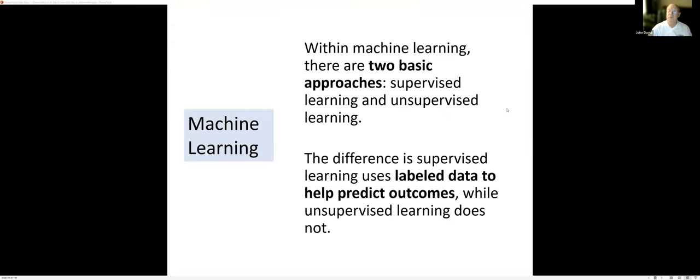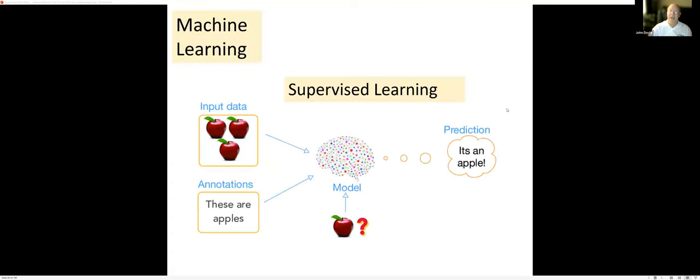The difference is that supervised learning uses labeled data to predict outcomes, while unsupervised learning does not. And I'll give you some examples. So here is some input data. These might be images of apples, and in each image, we say these are apples, and we develop a model. And so when we get this particular apple, it says, oh, this looks like the apple from the training data.